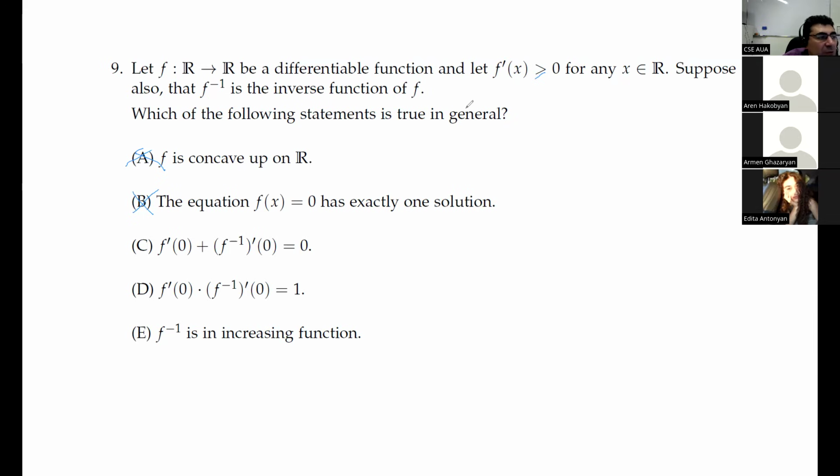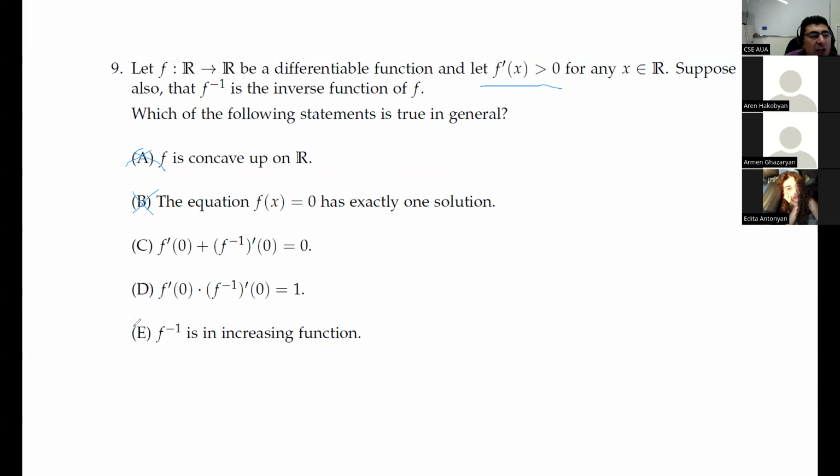The equation f prime equals 0 has exactly one solution. It has no solution because f prime is given to be strictly positive. F prime is positive. It cannot be equal to 0. So that equation has no solution.